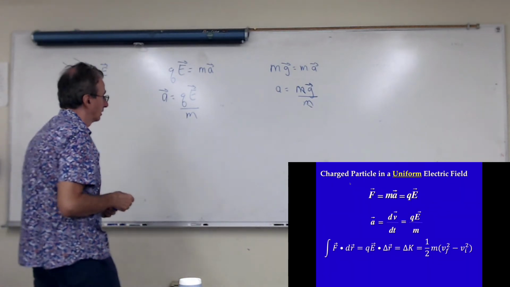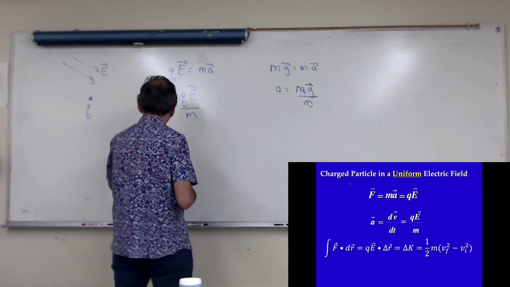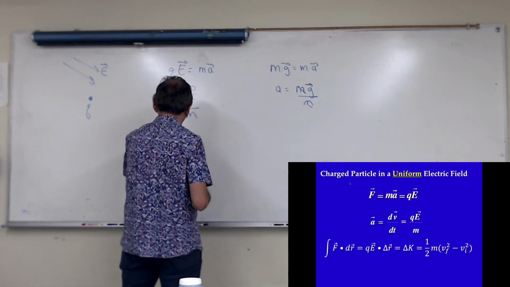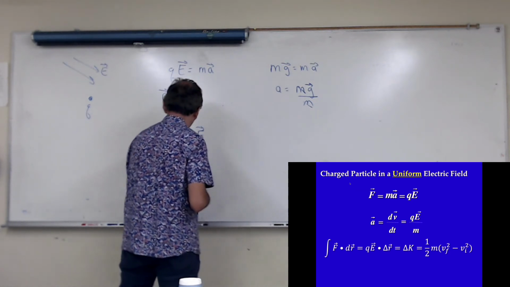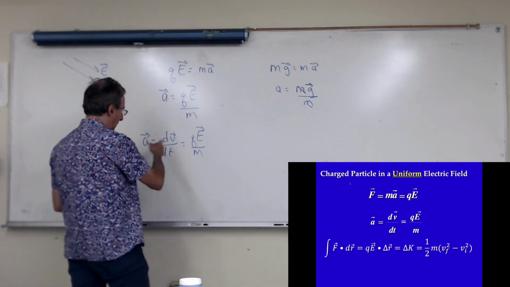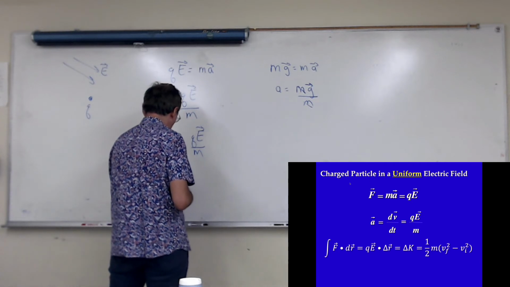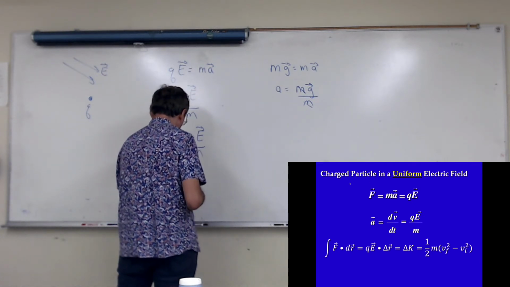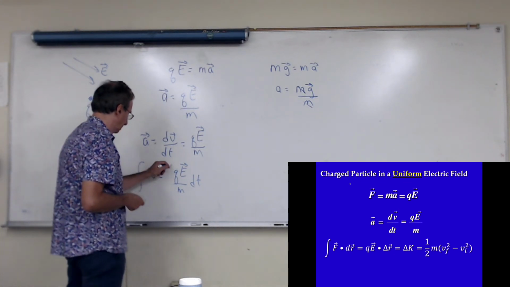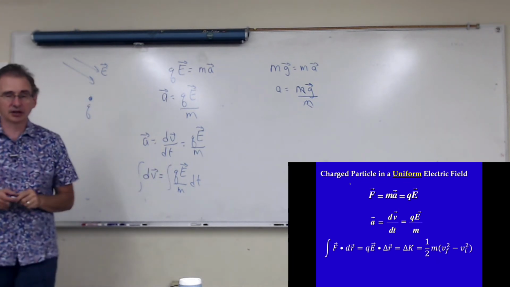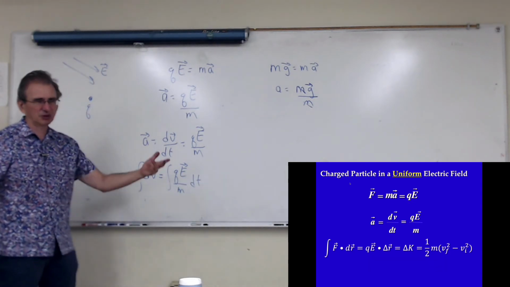And of course, we know that a is dv/dt. All we've got to do is integrate this. Actually, let me rewrite it. We're going to separate variables, and then I integrate. That'll give me the velocity. As long as I know the initial velocity, I can find the velocity as a function of time. Same as what you did for kinematics.